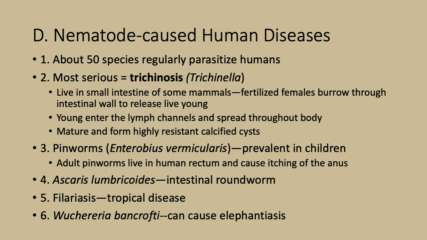The Ascaris lumbricoides, intestinal roundworm: 1 in 6 people worldwide are affected by these species. It's very rare, however, in areas with modern plumbing. Filariasis, the tropical disease, is caused by species of worms that tend to live in the circulatory system, and like I said, it's very common in the tropics. And this last one, we'll just call it the W.